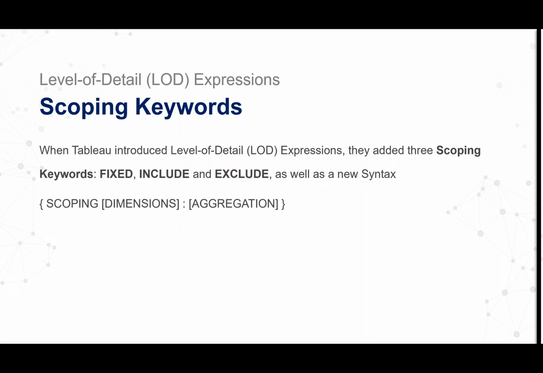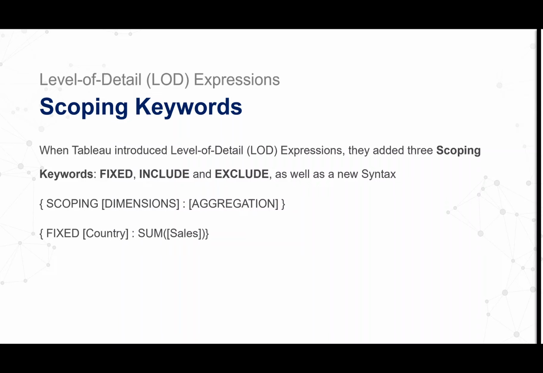The key behind this is that we are using curly brackets. That lets Tableau know that this is a level of detail expression. We have a scoping keyword, either fixed, include, or exclude. We have our list of dimensions, and we have an aggregation. So something along these lines.